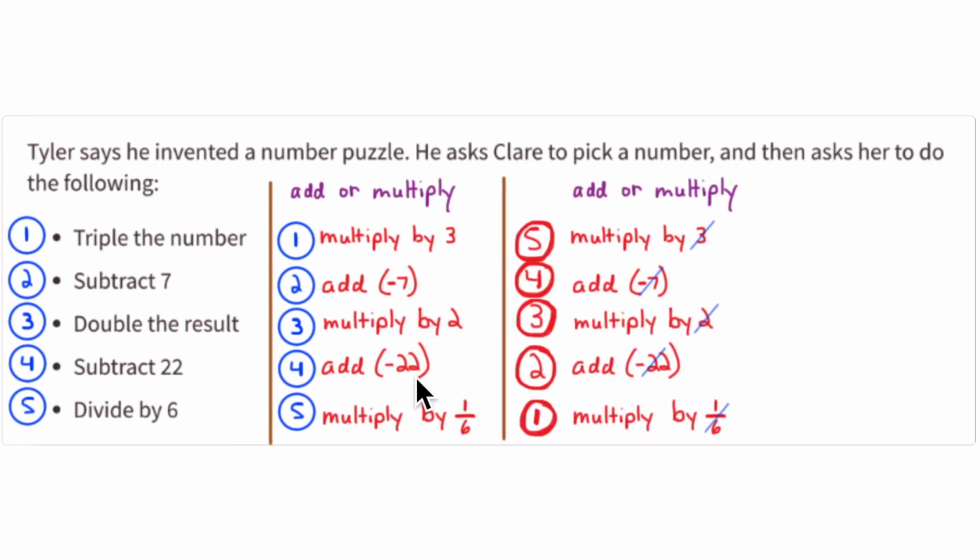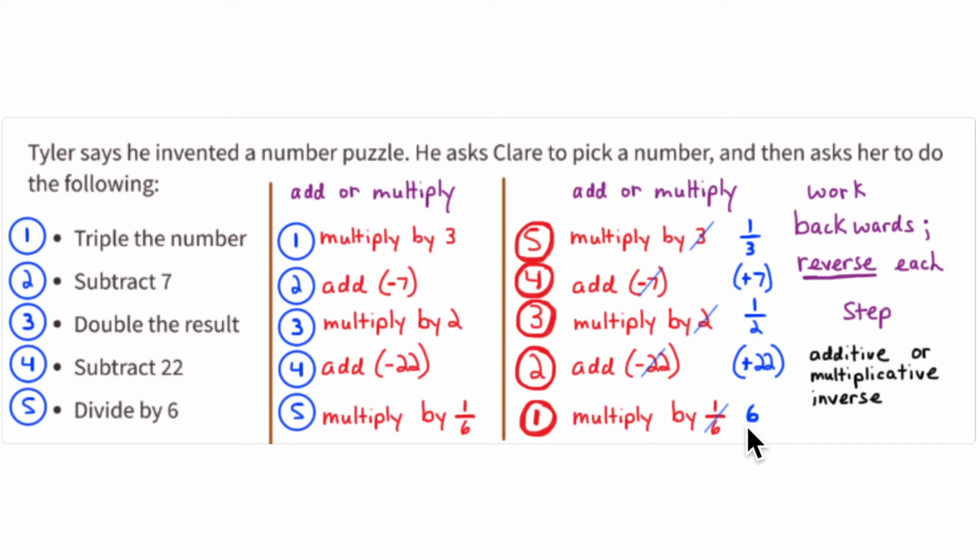So now, if I work backwards, notice what happens. Over here, when we work backwards, the numbers remain the same, but we use the inverse operation. Now, if we're using addition or multiplication for the puzzle, if we work backwards, the operations don't change. Still multiply, add, multiply, add, multiply. But what changes is the number. You're either going to use the additive or the multiplicative inverse.